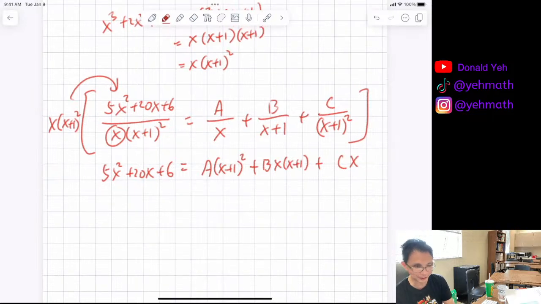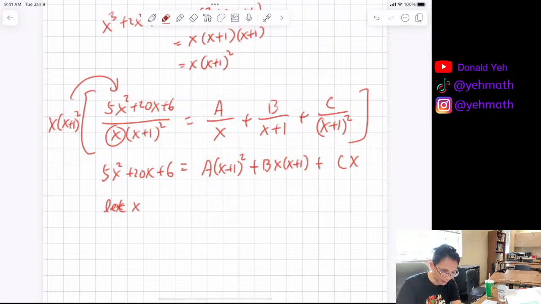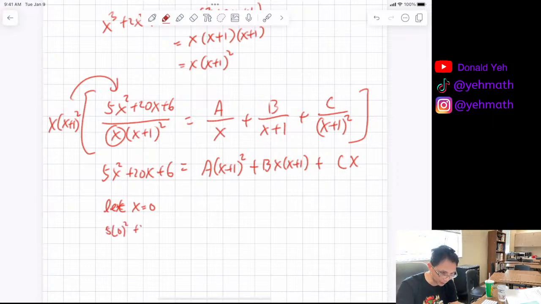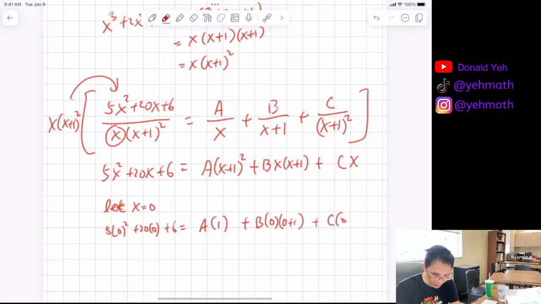Okay, so what's the most convenient value for me to set x equal to? 0. X can be -1, but we're gonna start with 0. 0 is gonna be even easier. So let x equal 0. But you have to take account of the left-hand side too, because that's gonna be 5 times 0 squared plus 20 times 0 plus 6. And that's gonna be a times 1 plus b times 0 times 0 plus 1 plus c times 0.